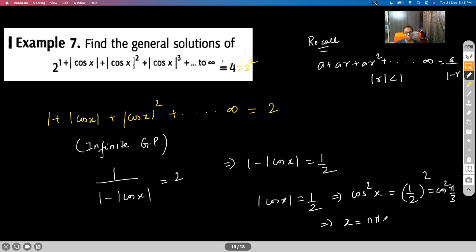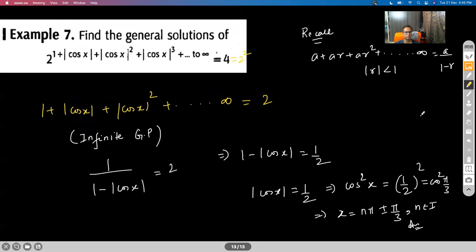So remember, the general solution for this was nπ ± π/3. Please don't forget those basic formulas. So this becomes your solution to this question: nπ ± π/3. Is it fine? Any questions? So Harshita was absolutely right. Very good, Harshita. Satyam also got it right. Okay.